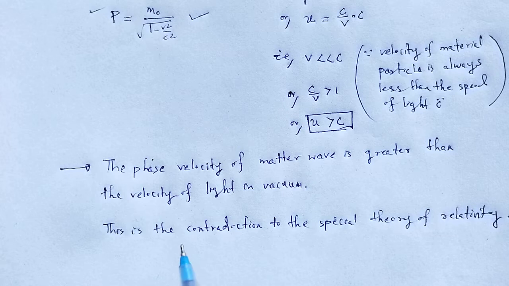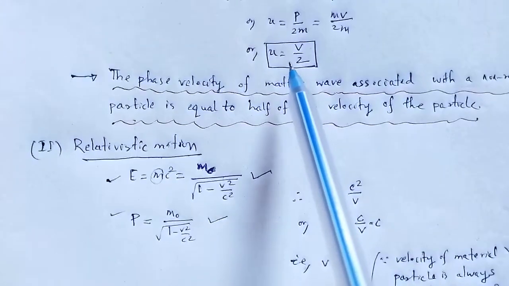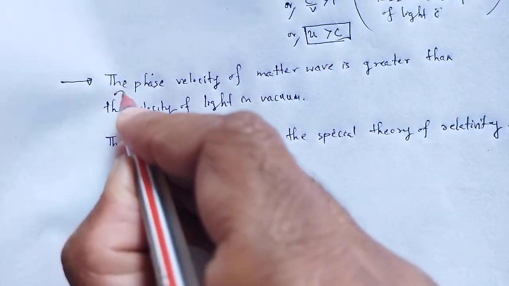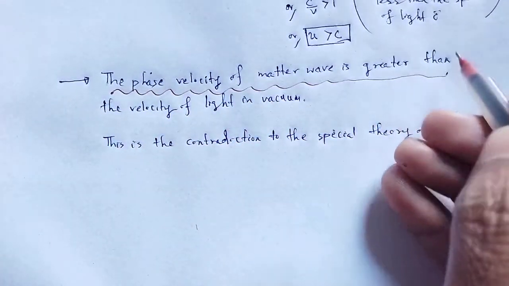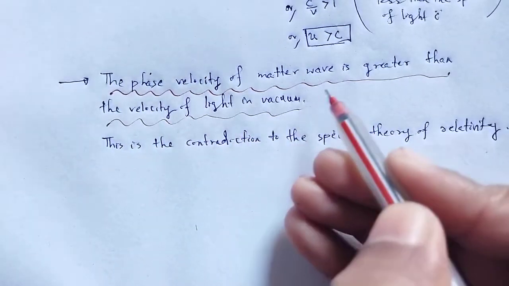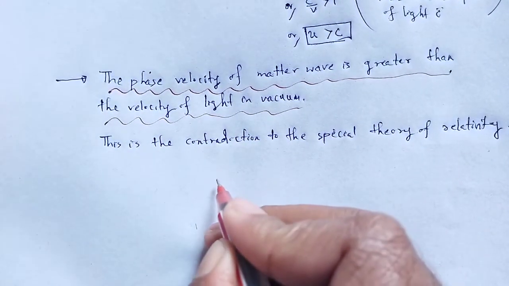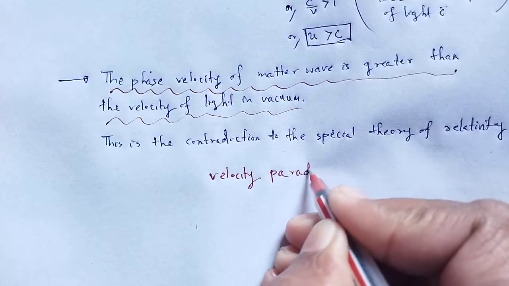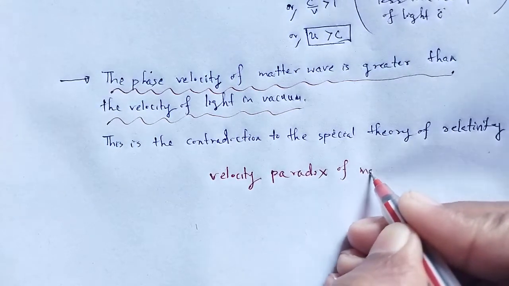Thus, the velocity of the particle, both relativistic and non-relativistic motion, is different from the phase velocity of the de Broglie wave associated with it. Thus, this puzzling result is sometimes referred to as the velocity paradox of matter wave. From this, we can conclude it as the velocity paradox of matter wave. This is the significance of that equation. It can be written like this: velocity paradox of matter wave.